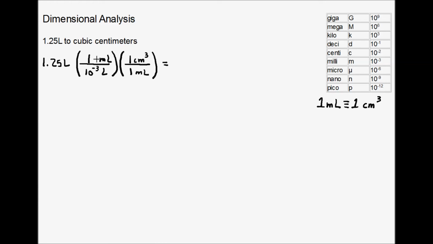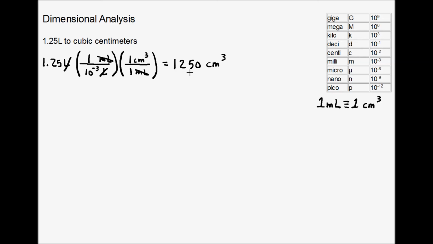All right, so I can do that. Looking at my units for a minute first, liters have canceled, milliliters have canceled. I'm left with a unit of cubic centimeters, which is what I want. That's good. All right, so I do the math. 1.25 times 1 divided by 10 to the minus 3 times 1 divided by 1 gives me a number, 1250, and the unit is cubic centimeters. Needs 3 significant figures, has 3 significant figures. This is a good answer.